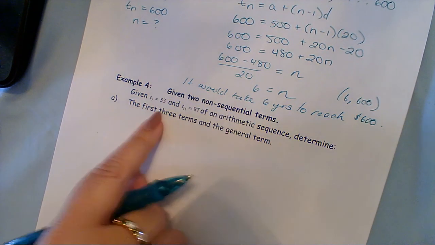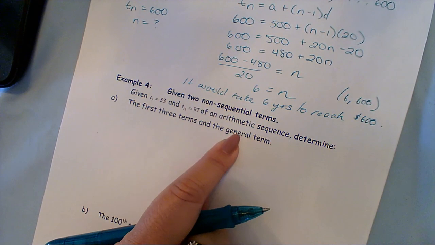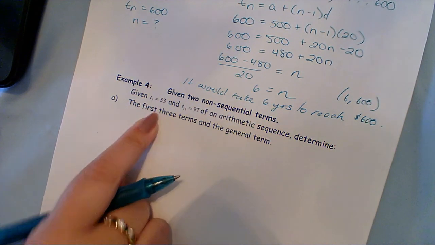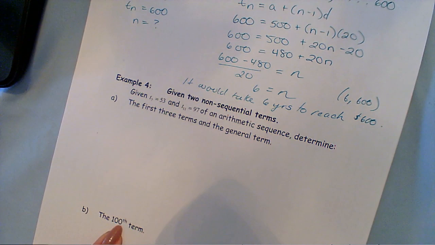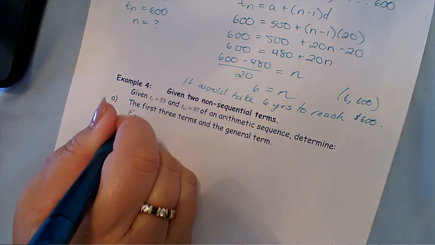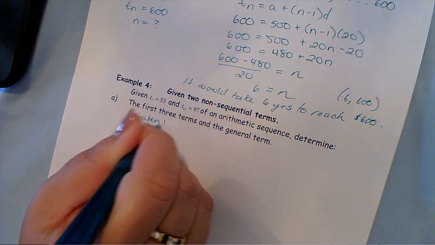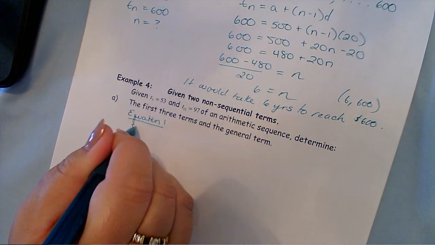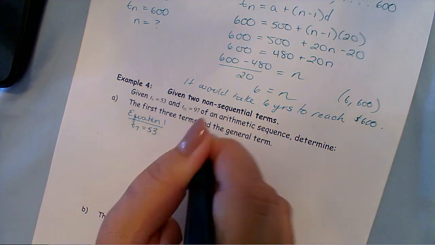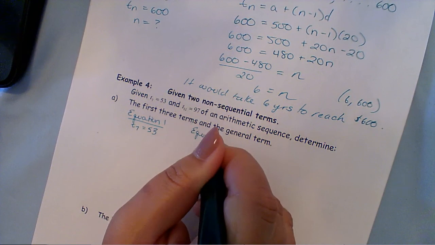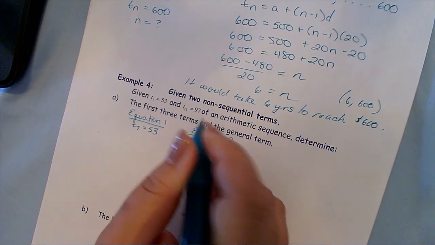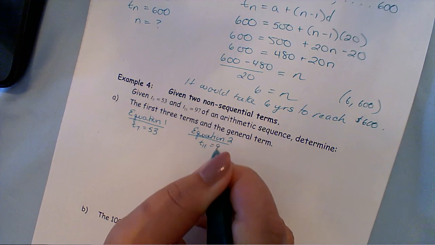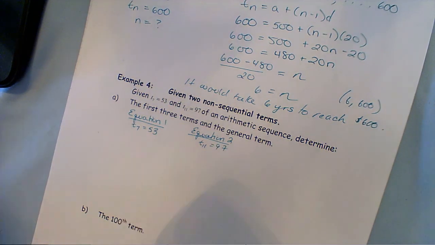We have to figure out what's going on with the sequence. Can we come up with a general formula? Can we write what the terms look like? And then use that in order to figure out a very particular term. So what we need to do is we're going to figure out mini equations. So T7 equals 53. And we're going to use the other piece of information to figure out, so T11 is 97. So I'm separating them. I'm going to deal with them individually.